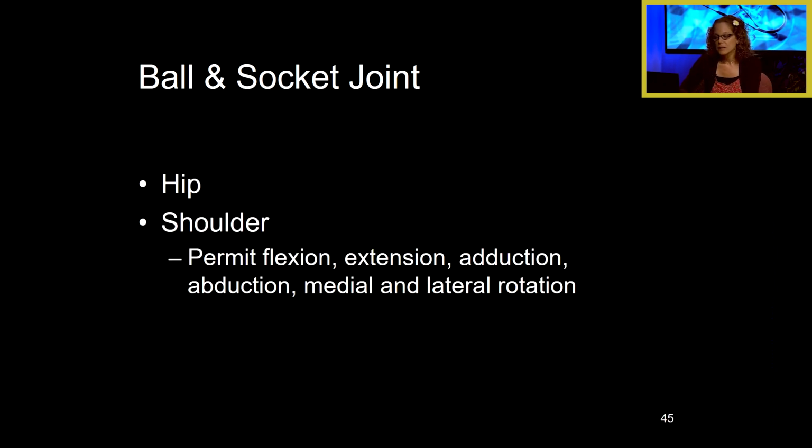The ball and socket joints really permit a lot of different types of movement: flexion and extension, adduction and abduction, and medial and lateral rotation. And so what that means is, we'll go over them again. So flexion is when I bring the limb to my body. Extension is going away.